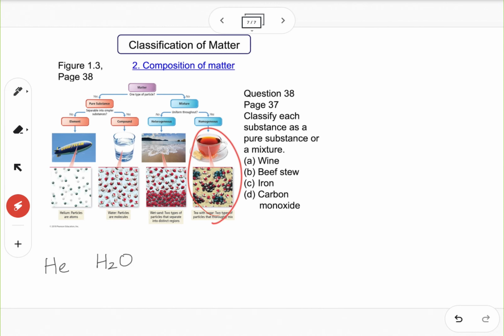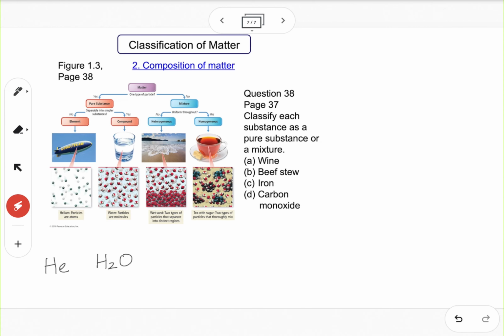But for homogeneous mixture, like a cup of tea, the very important property of a homogeneous mixture is that the whole body of this mixture is uniform. You cannot tell this part of the mixture is different from another part of the mixture. They look the same. So this is the difference between these two types of mixtures.